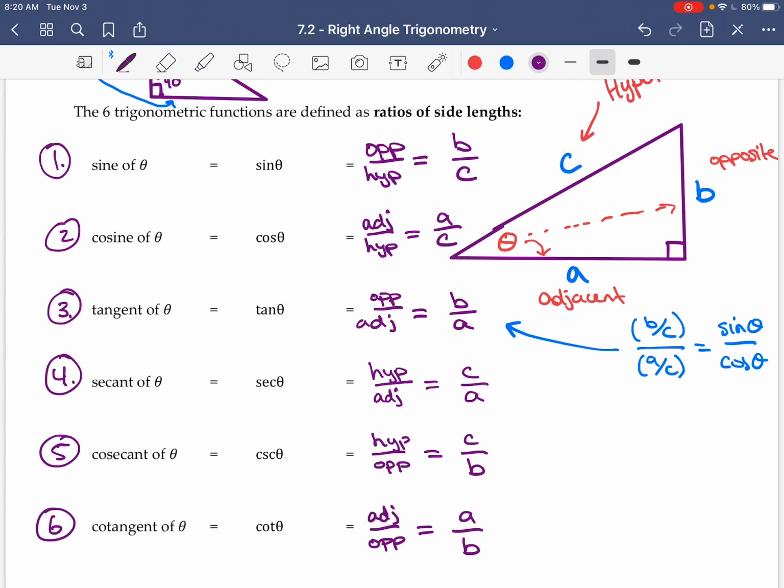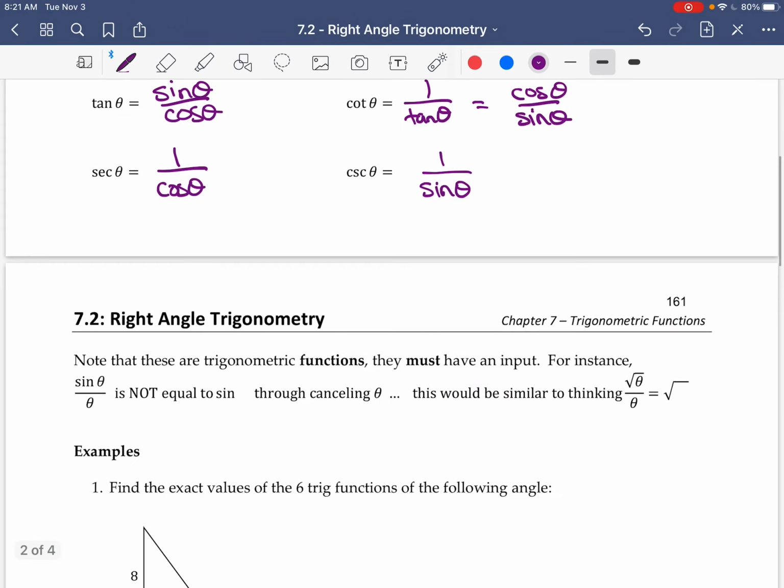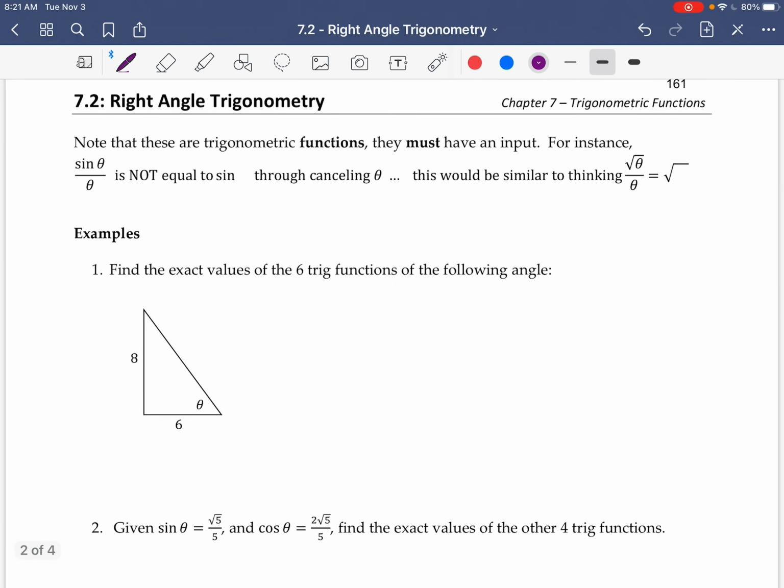Now you want to be careful about how you work with them. They're functions, so theta is the input. It doesn't have to be theta. Maybe you call it x or beta or y, whatever you want your input to be called. But it's sine of theta, so you have brackets around it. For instance, this happens all the time: if I write sine theta over theta, I cannot cancel thetas. It looks like they're multiplying, but it's actually 'of'.